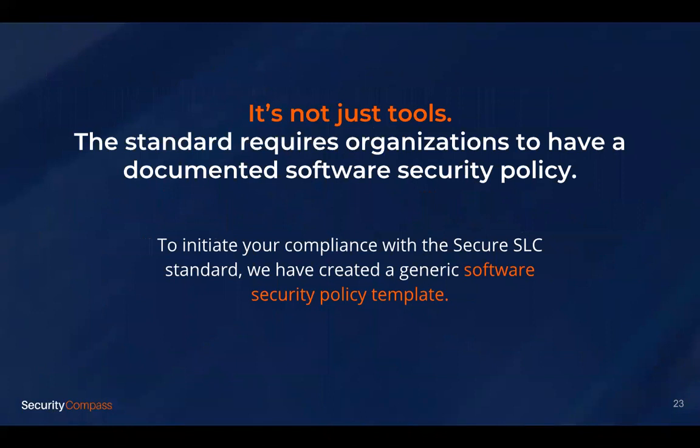Now, it's not just about tools. For you to be compliant, you have to, of course, make changes to processes. You have to have the right people. You have to have the right education. One thing that will become clear if you look through the standards is that you need to have a defined, documented software security policy. So to help you get started with that, we've created a generic software security policy template. And for all of you attending today, we'll be reaching out with an example template that you can get started with, and then you can fine tune and tailor as you see fit.